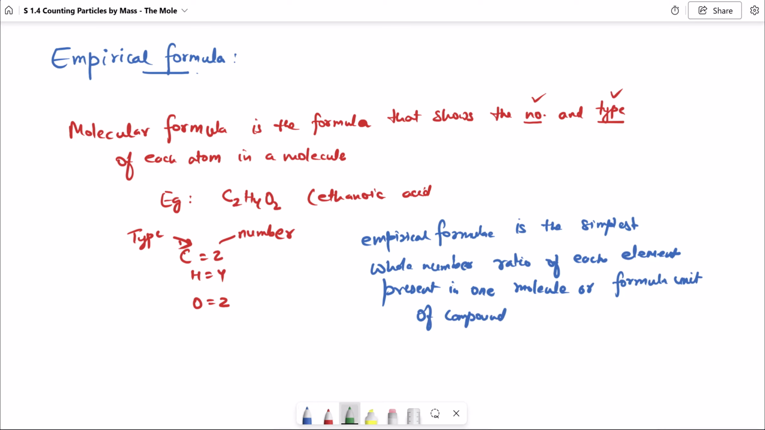right? Like in this example, it's written C2H4O2. So the empirical formula will be, you can see it is simply divisible. So 2 ones are 2, 2 twos are 4, and then 2 ones are 2. So can I write C1H2O1, or you can say CH2O. This is also correct.